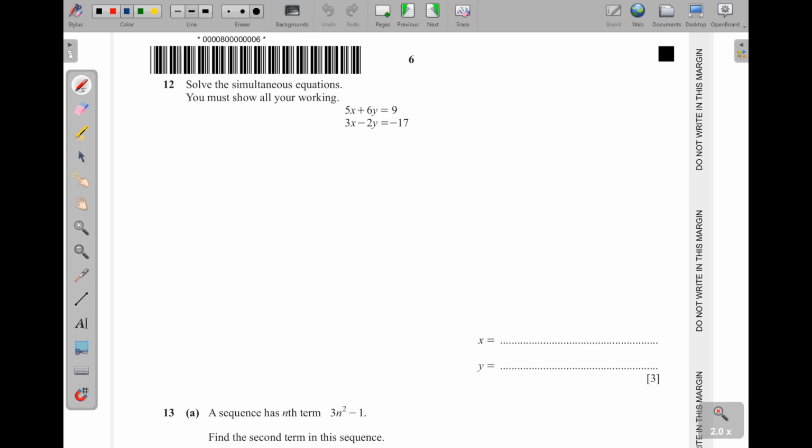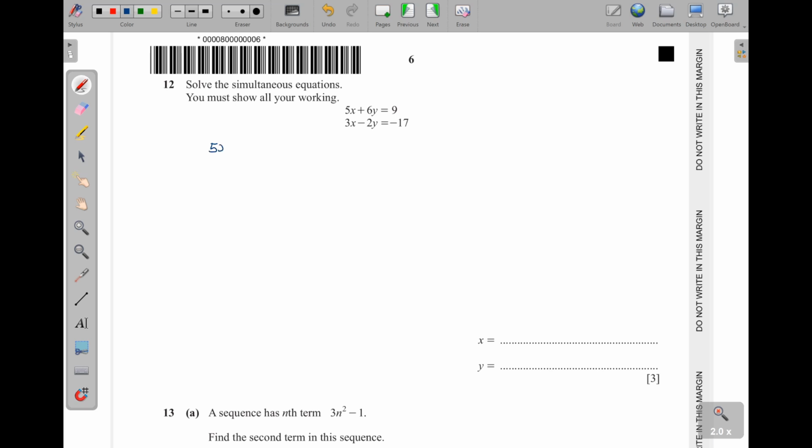We have 5x plus 6y, which is equal to 9, and then 3x minus 2y, which is equal to negative 17. Now, the coefficients of x and y in both equations are not the same. The coefficient of x in the first one is 5. In the next one, it is 3. Then for y, we have 6 and negative 2. So when you are using elimination, you have to make sure that the coefficients are the same. Okay? So here, I'm going to solve this by eliminating y.